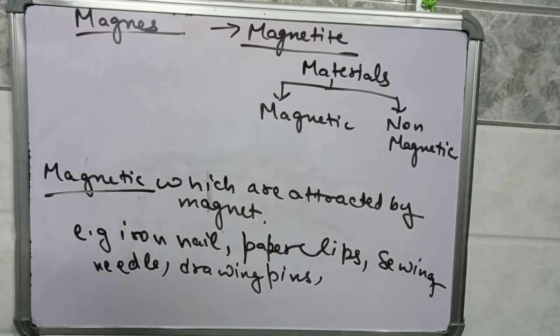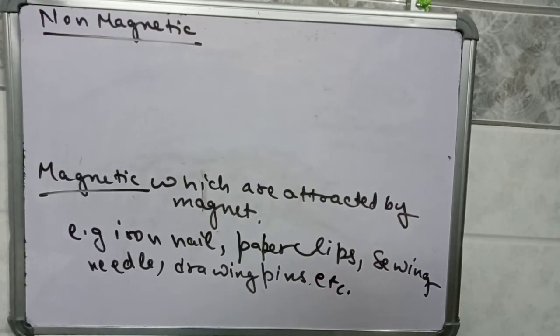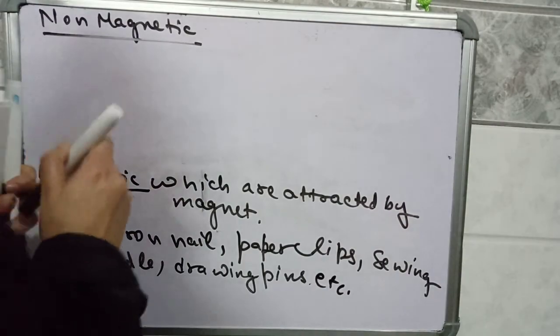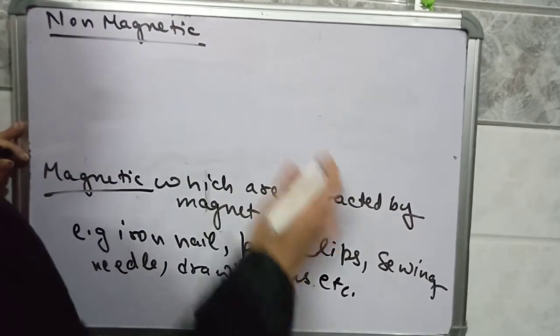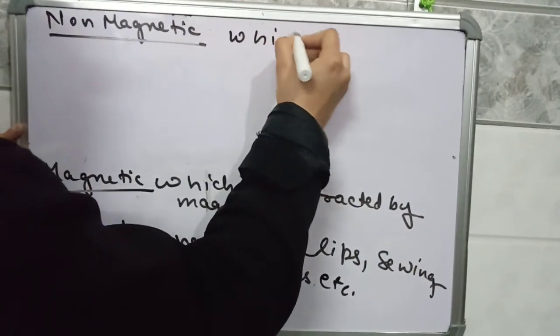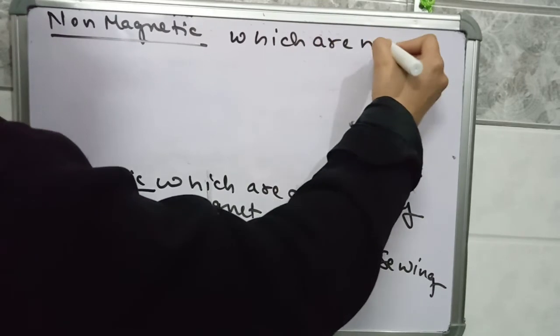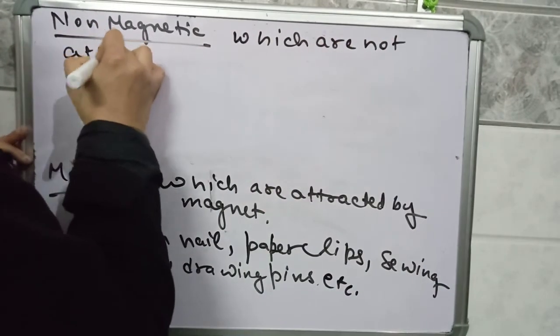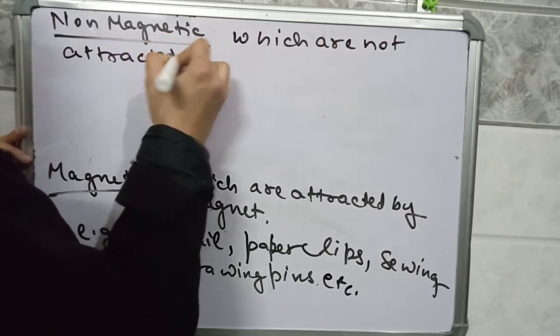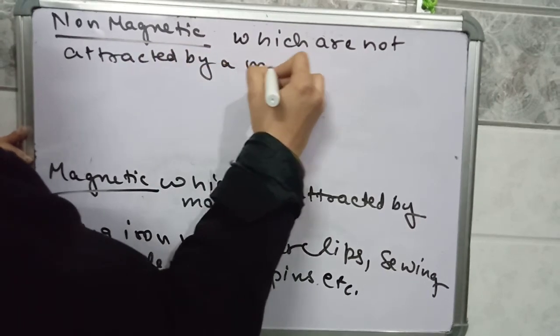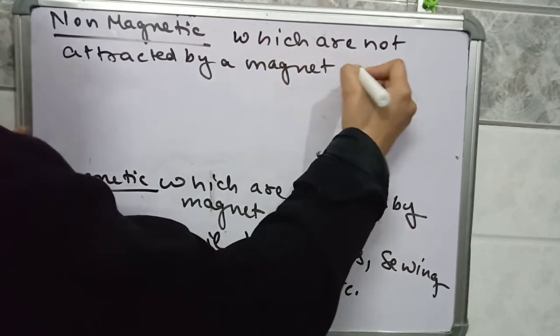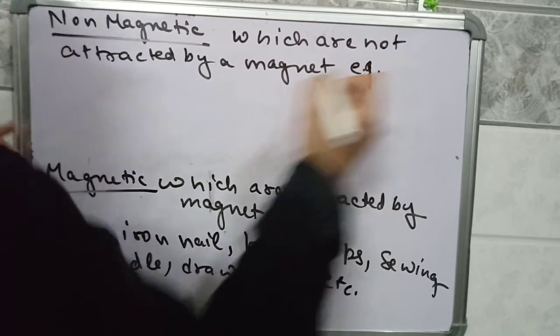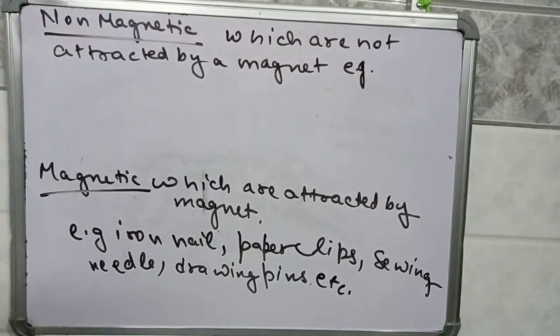Similarly, what are non-magnetic materials? Another kind of material is non-magnetic material. So what are non-magnetic materials? Those materials which are not attracted by a magnet are known as non-magnetic materials in our day-to-day life, right? So what are the various examples of non-magnetic material?